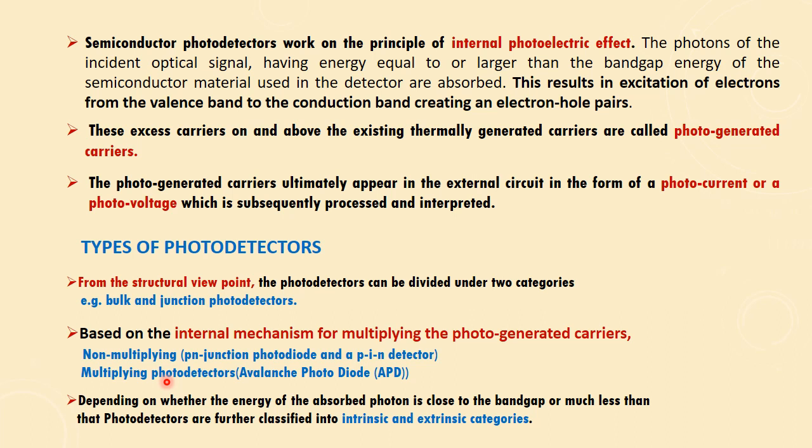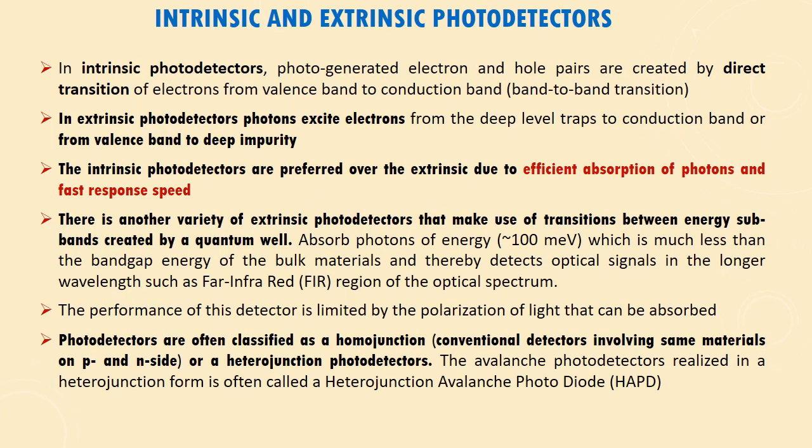And then, depending upon the energy of the photon which is absorbed by the material, we can classify these photodetectors into intrinsic and extrinsic categories. As the name implies, intrinsic is the pure form and extrinsic is the impure form. In intrinsic photodetectors, photo-generated electron and hole pairs are created by direct transition of electrons from the valence band to the conduction band, so we can call it band-to-band transition. But in extrinsic photodetectors, photons excite electrons from deep level traps to the conduction band, or from the valence band to the deep impurity.